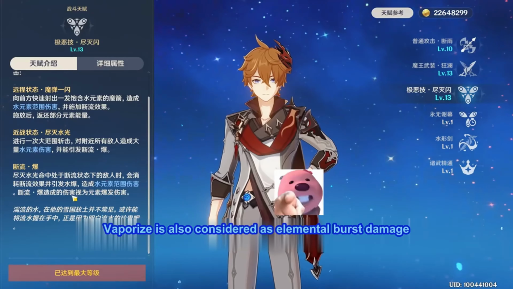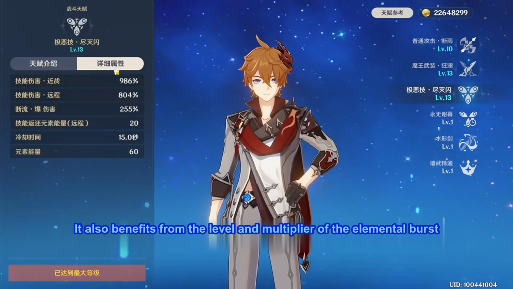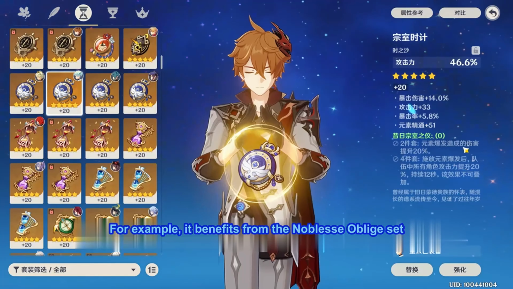This is also considered elemental burst damage. It also benefits from the level and multiplier of the elemental burst. It also benefits from elemental burst damage bonus. For example, it benefits from the Noblesse Oblige set.